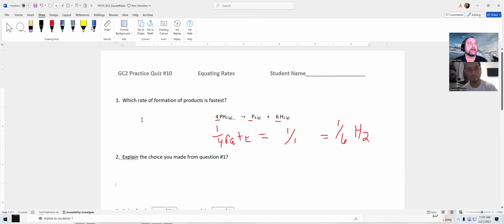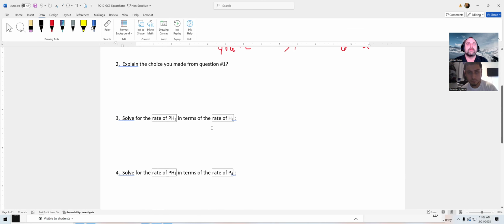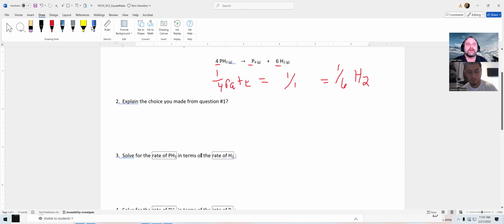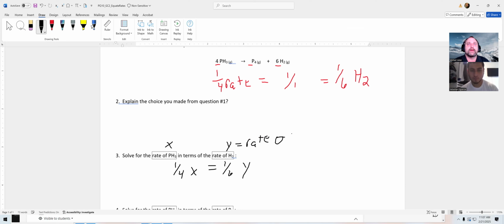Let's see if it'll let me scroll down. There it goes. And so then when it asks me for the rate of PH3 in terms of the rate of H2, I'm still going to be using my 1/4, and I'm going to use this one as X and this one as Y just to make my drawing a little easier. So 1/4 equals 1/6 the rate of this. This is usually written out exactly as it says there, rate of H2.